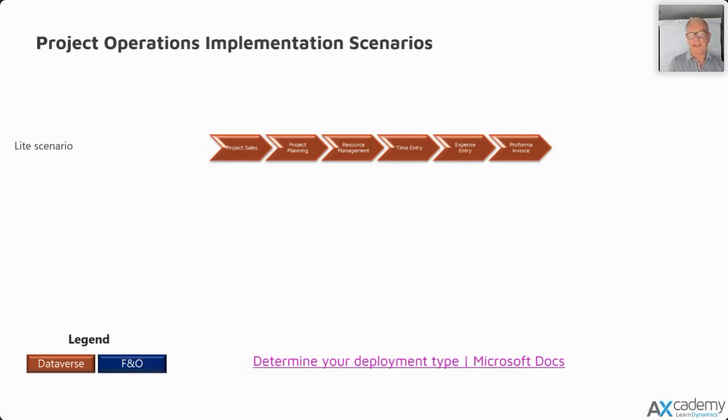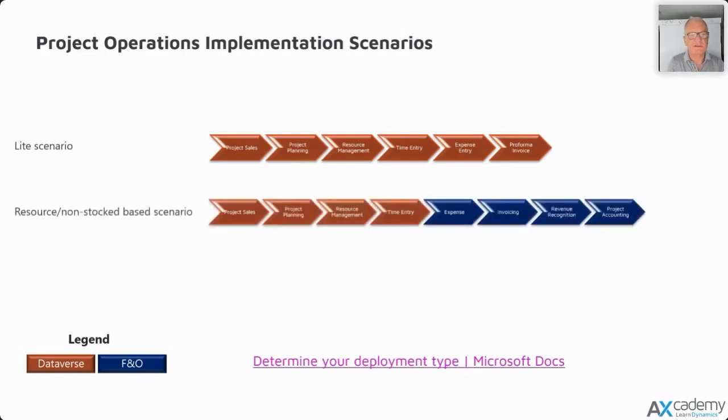Microsoft is talking about 3 scenarios. If we use the light scenario, we don't work in finance operations at all. We work in the project operations app using Dataverse. If we're using scenario number 2, the resource and non-stock items scenario, then we use a combination. The initial things are done in project operations, and the rest of the things, which are blue on my illustration here, are done in finance operations.